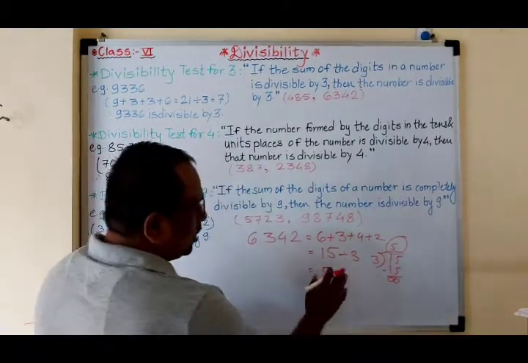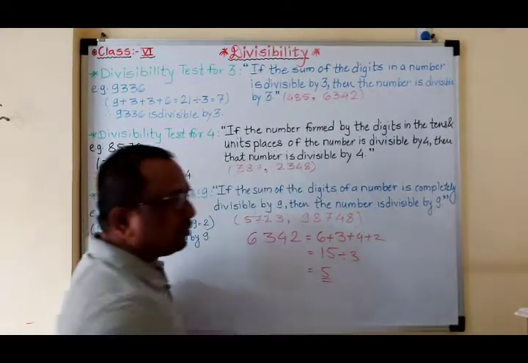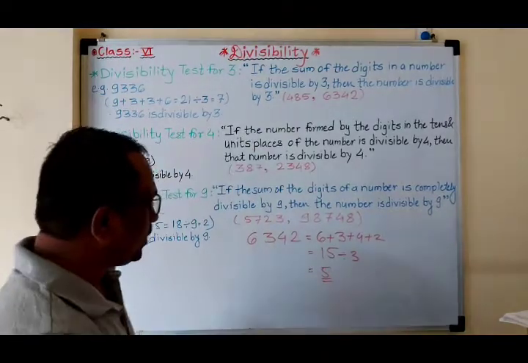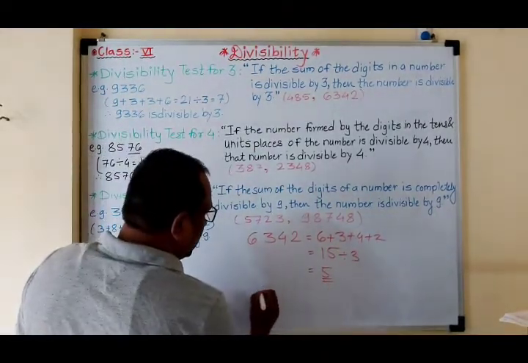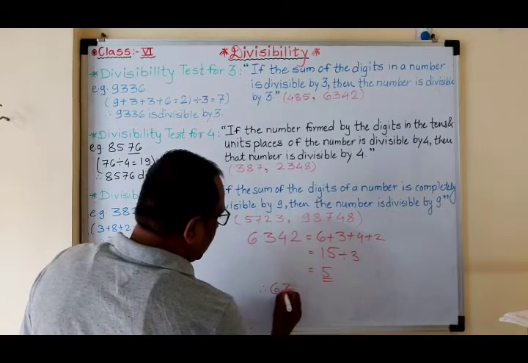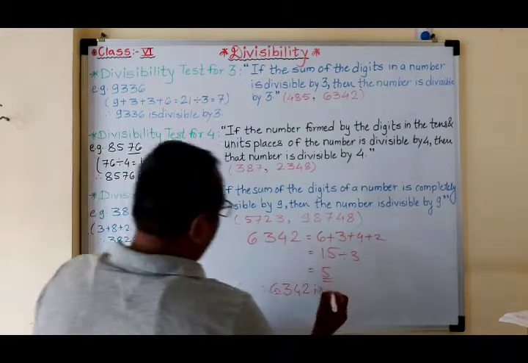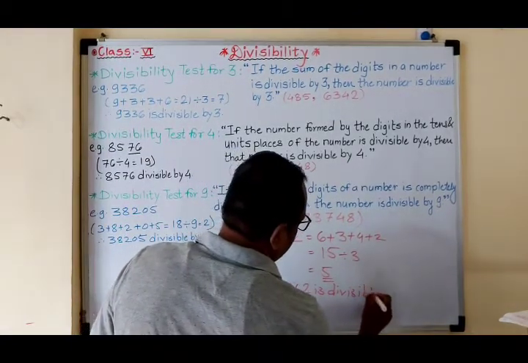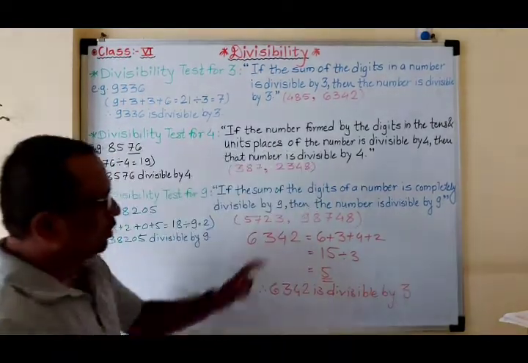So students, this way you have to solve the examples from practice set number 22. I will explain that also later. Now how you have to write: therefore, 6342 is divisible by 3. This way you have to solve the example.